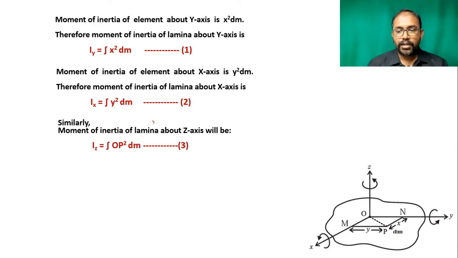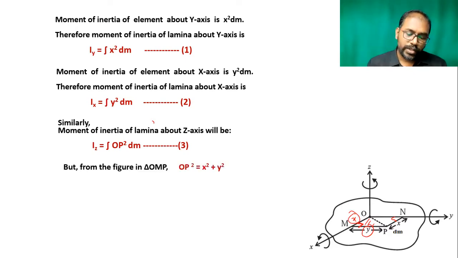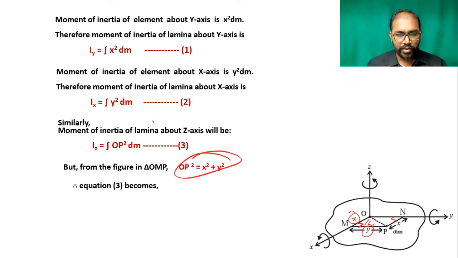Now by Pythagoras we can substitute OP square. This angle is 90, and this angle is also 90. So if you use this triangle, OP square is y square plus x square, or x square plus y square. So equation 3 we can write by substituting OP square: integration of x square plus y square dm. So we substitute OP square only.